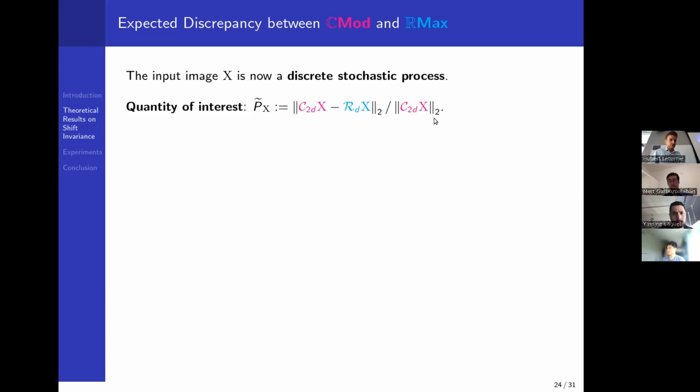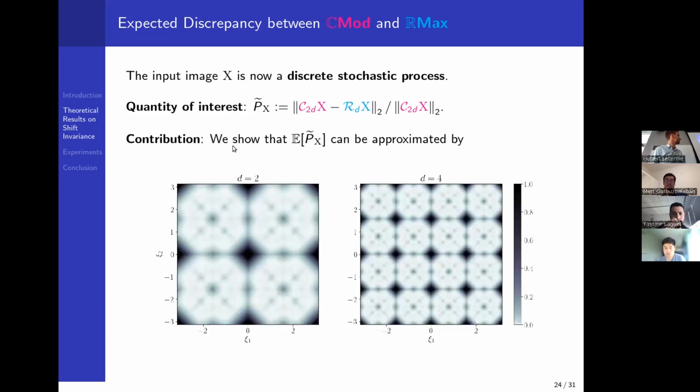And one of the main contributions of this work is to show that the expected value of this random variable can be approximated by a quantity which depends on, first, the filter's characteristic frequency, psi, and the subsampling factor, d. So here I will show some examples of an approximation of this expected value.